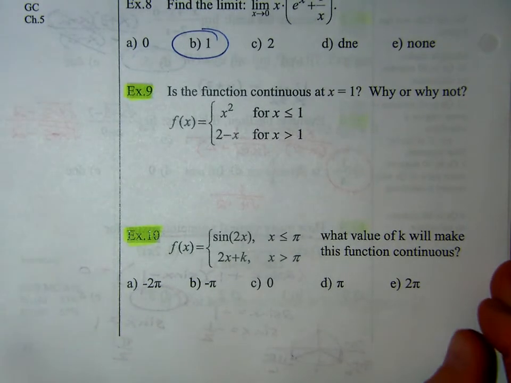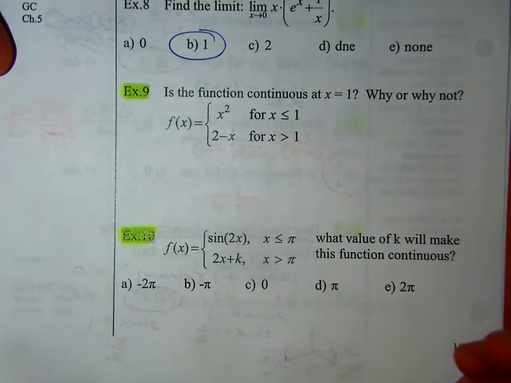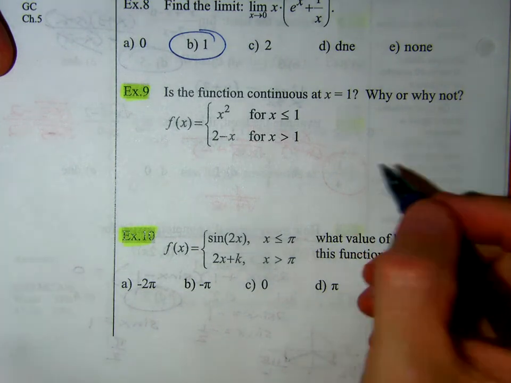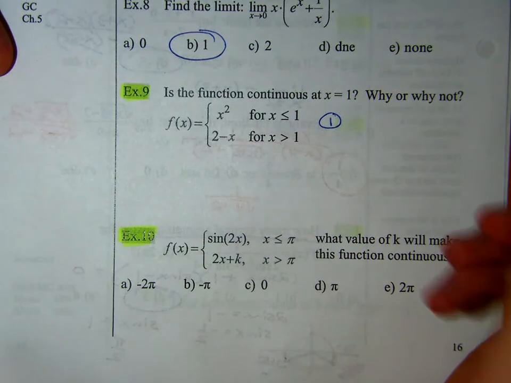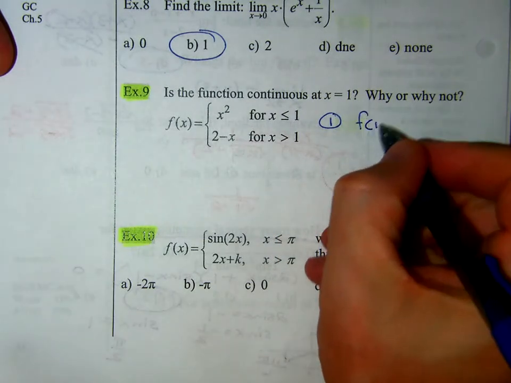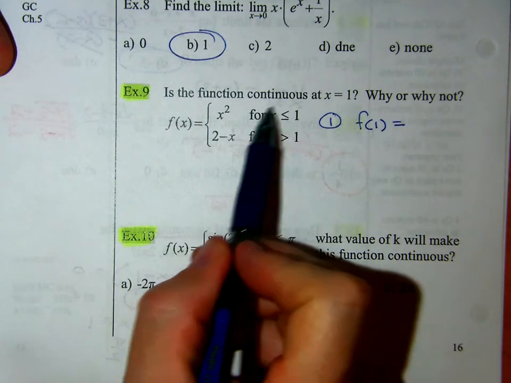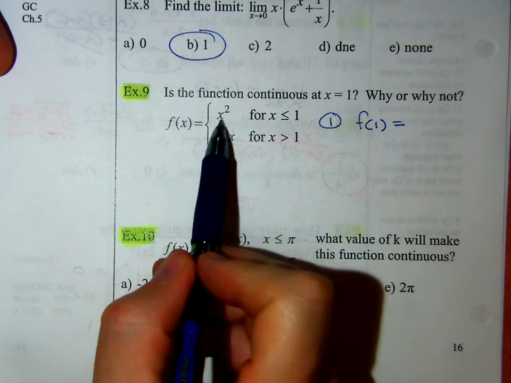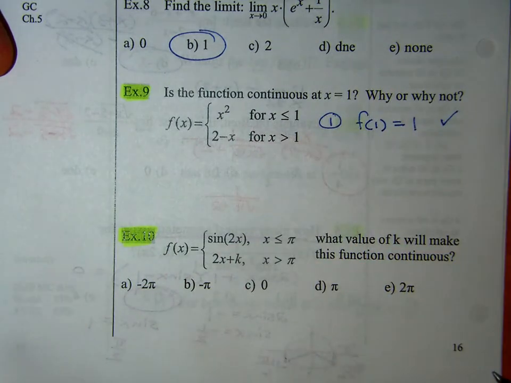Okay, so the question is, is the function continuous at 1? And then why or why not? So for a function to be continuous, it has to meet 3 criteria. We talked about those. The first one is that it has to exist at the point. So f of 1, when x equals 1, is 1 squared. So that's 1. So that's true. So that's the first thing we need for continuity.